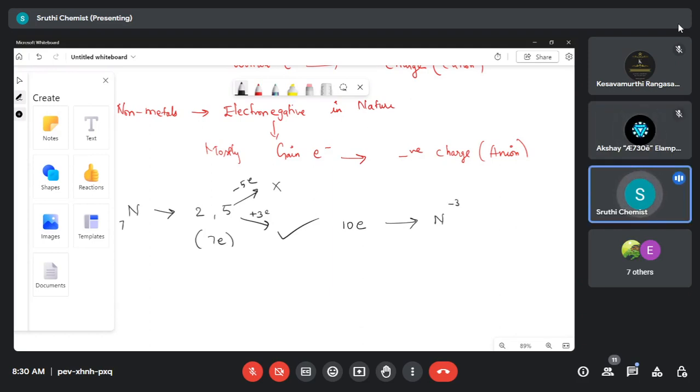Because nitrogen is a metal or a non-metal? Non-metal. So a non-metal will mostly accept electrons. A metal 100% donates electrons, but a non-metal can either accept or donate electrons, though 90% of the time it will accept. It depends on which atom the non-metal is bonded to. We will discuss that in detail. Now clear, right? Is there any doubt so far, students?